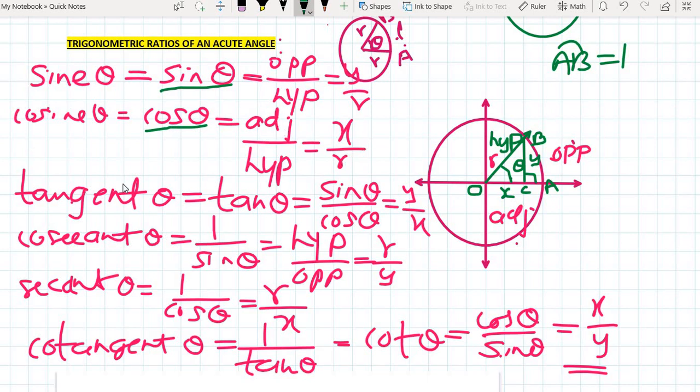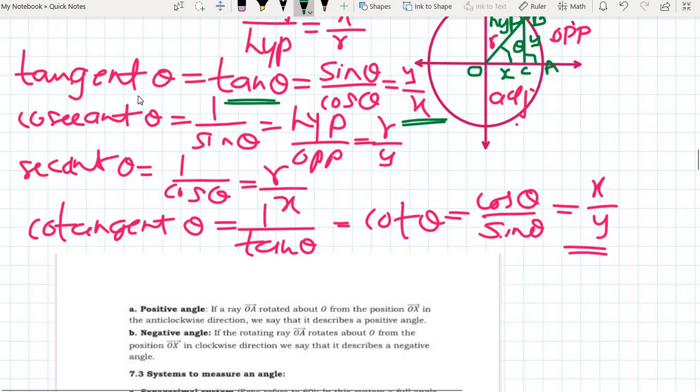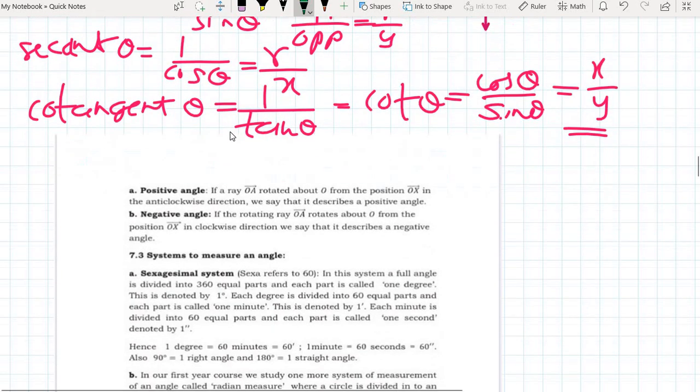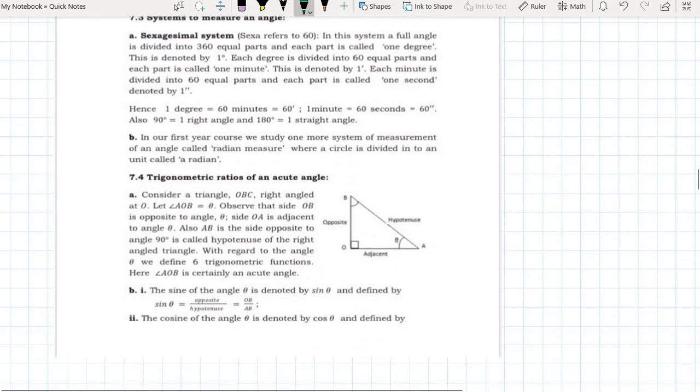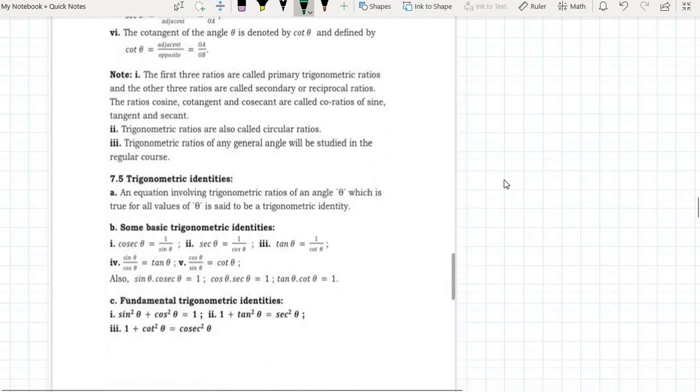Now if you divide sine theta and cos theta, that is tangent theta. We can write tan theta is sine theta by cos theta, that is y by x. Next consider cosecant theta, it is the reciprocal of sine theta. So hypotenuse by opposite side, that is r by y. Next consider secant theta, it is the reciprocal of cos, so 1 by cos theta, that is r by x. Next cotangent theta, it is the reciprocal of tan, so 1 by tan theta, that is cos theta by sin theta, that is x by y. So these are the trigonometric ratios which are formed using an acute angle in a right angle triangle.